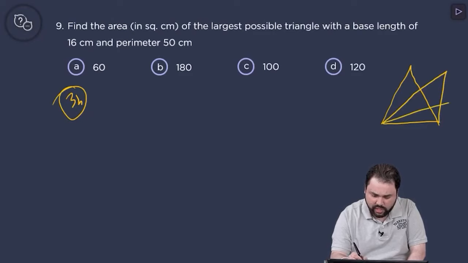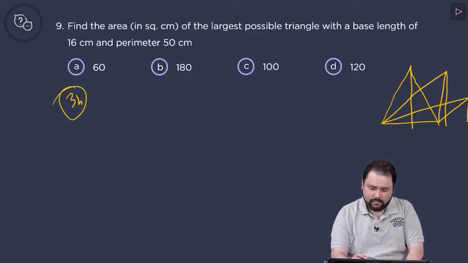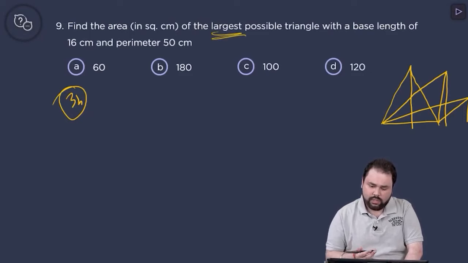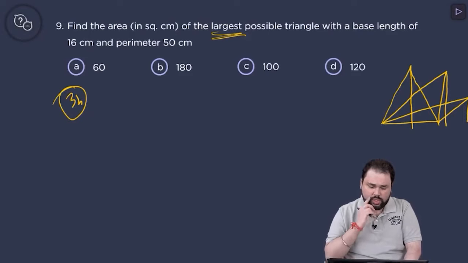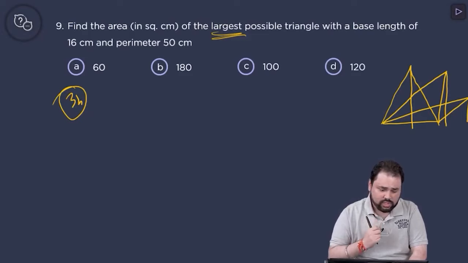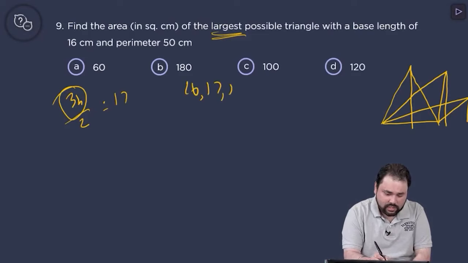Say 25 and 9. So in the first case, height is this much. In the second case, height has reduced. In the third case, height is even lesser. Now area is half base into height. So if the area has to be largest possible, the height needs to be largest possible. The largest height will come when the other two sides are equal in length. That means it should be an isosceles triangle. So the other sides will be 34 by 2, which is 17. So the sides are 16, 17, 17.